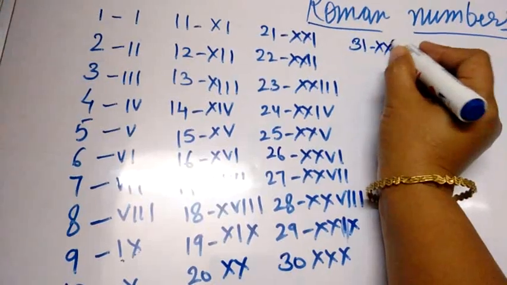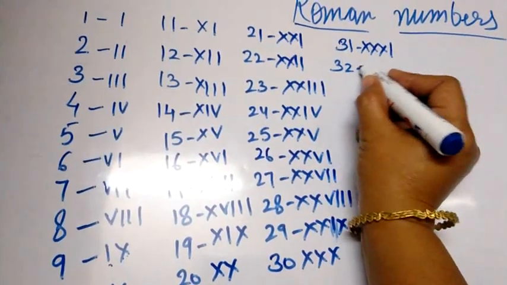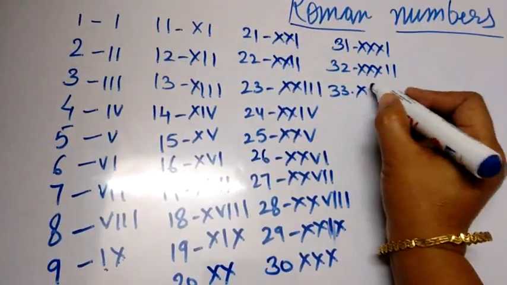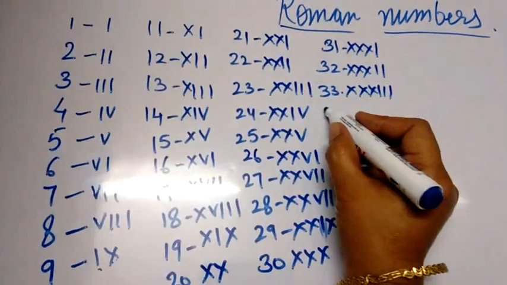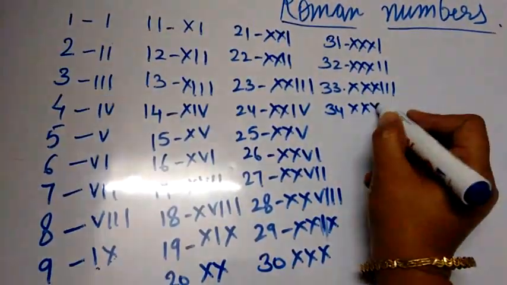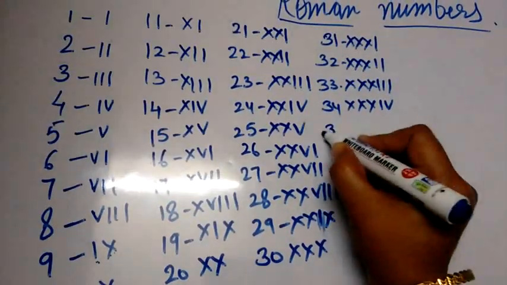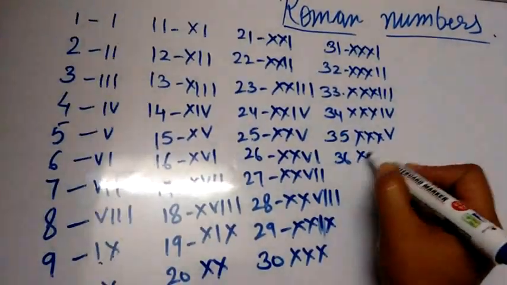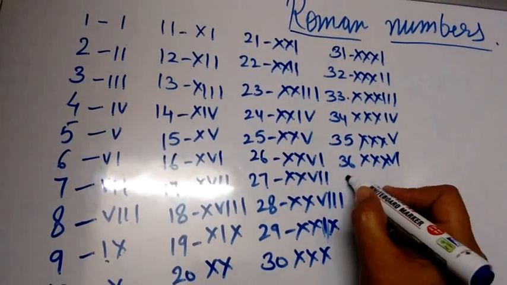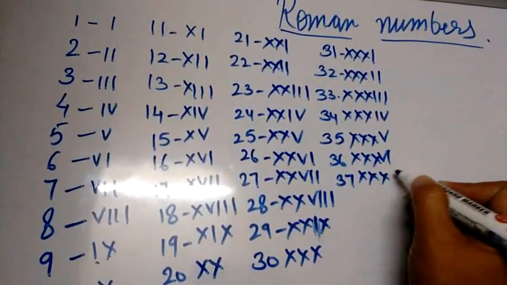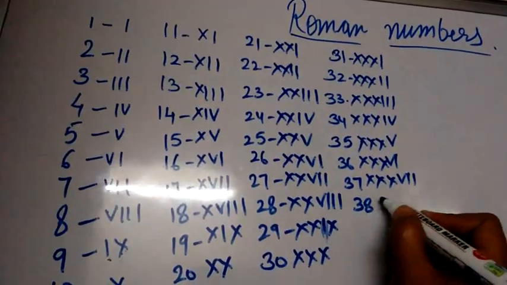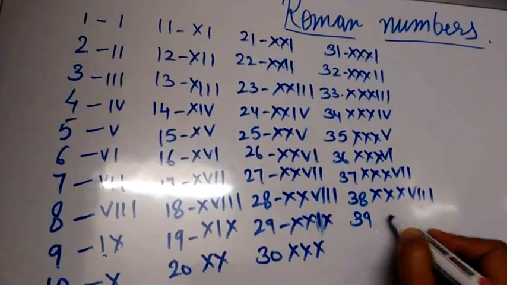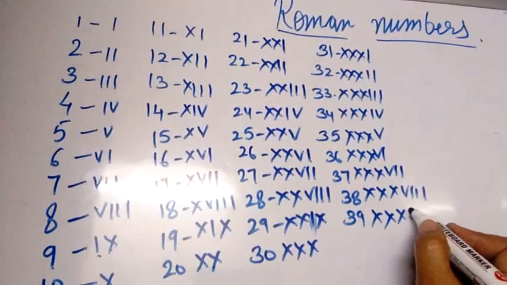31 is X, X, X and 1. 32, X, X, X and 2. 33, X, X, X, 3. 34, X, X, X and 4. 35, X, X, X and 5. 36, X, X, X and 6. 37, X, X, X and 7. 38, X, X, X and 8. 39, that is X, X, X and 9.